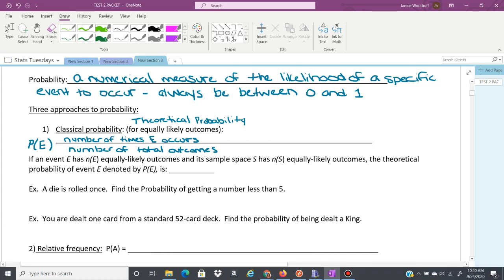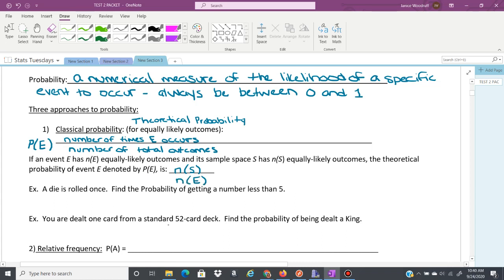Okay, if the event has equally likely outcomes and its sample space has equally likely outcomes, the theoretical probability is denoted like this. It would be the number of ways the event can happen in your sample space divided by the total number of outcomes.